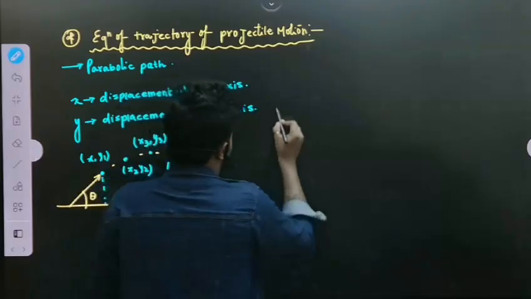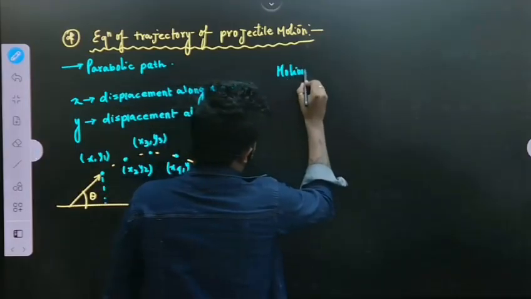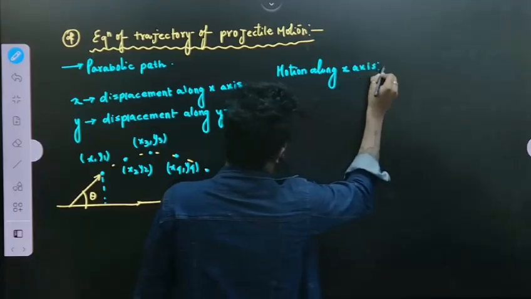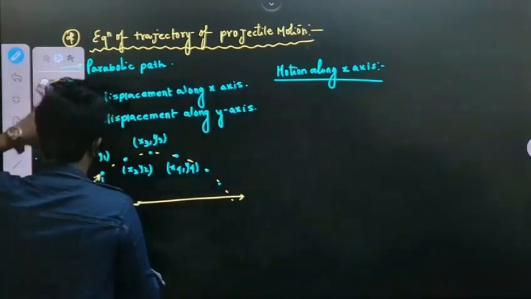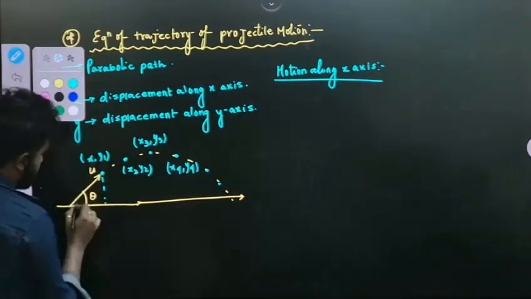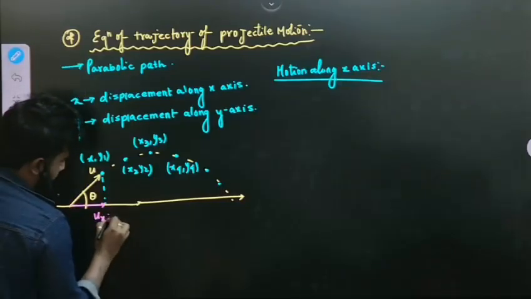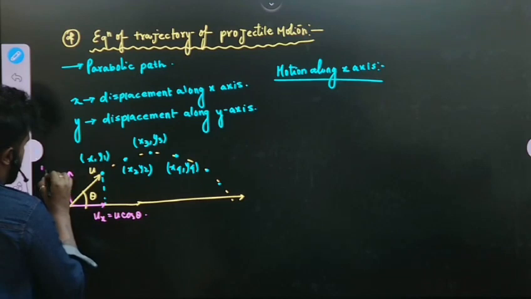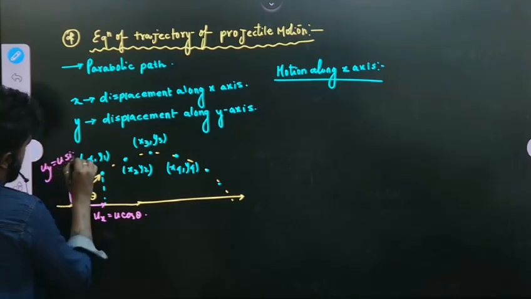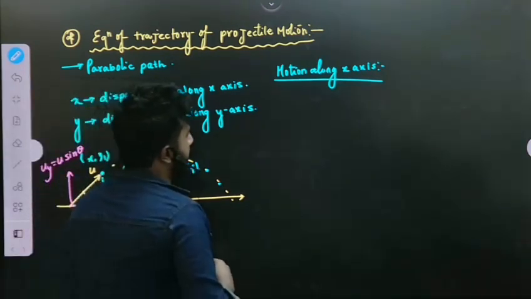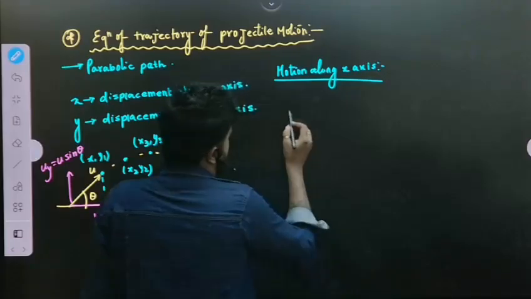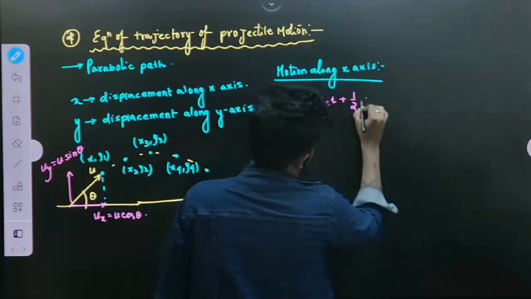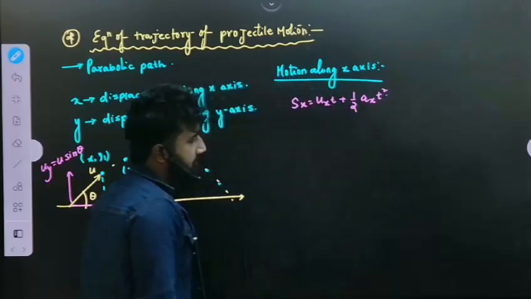Dekho. So first of all, we're going to take motion along the x-axis. Things are same. What is the initial velocity we had, guys? U, right? What is the velocity along the x-axis? Ux means u cos theta. What is uy? Uy is equal to u sin theta. First of all, motion along the x-axis: sx equals uxt plus half ax t square.